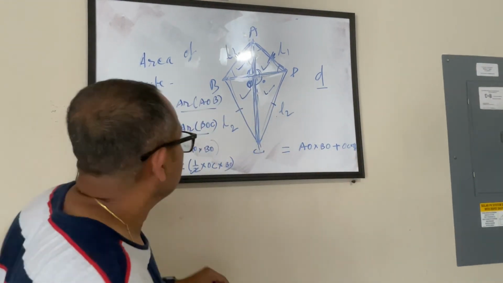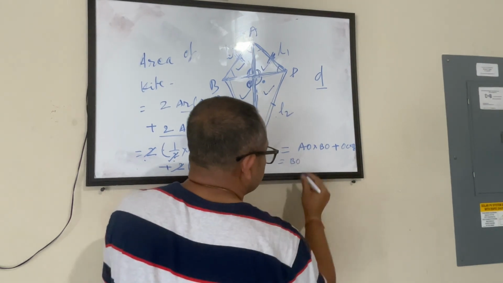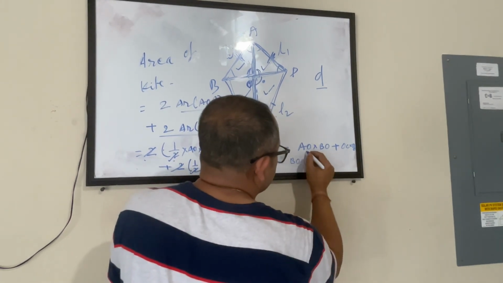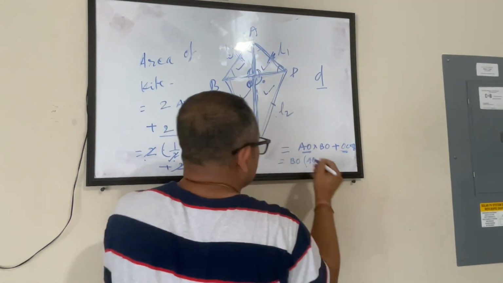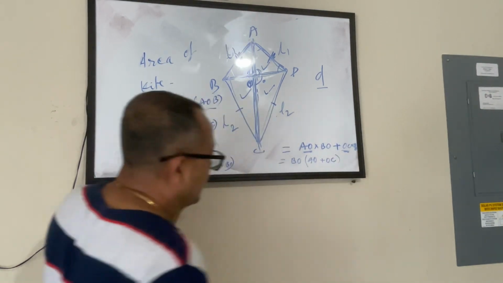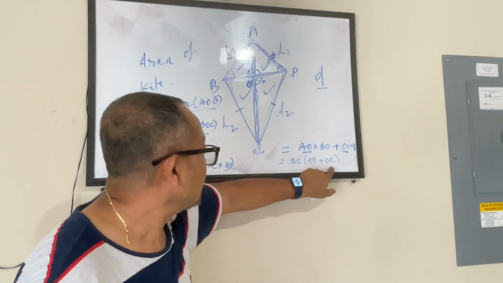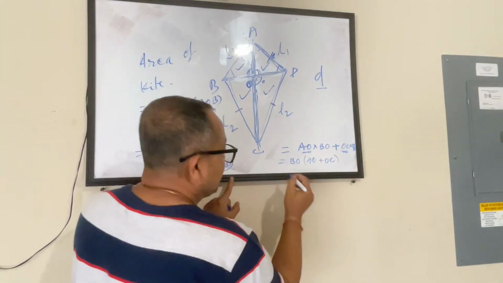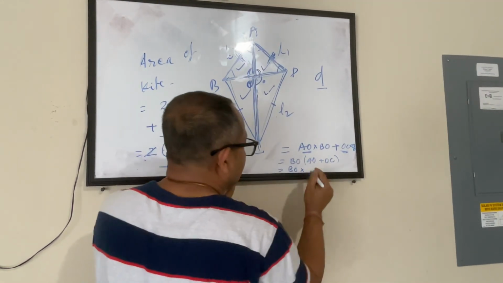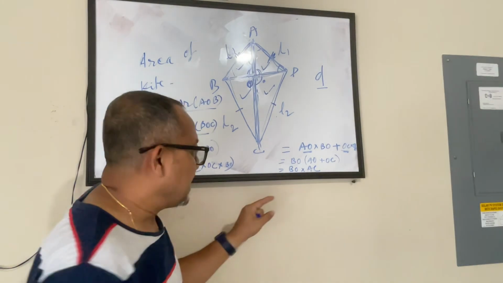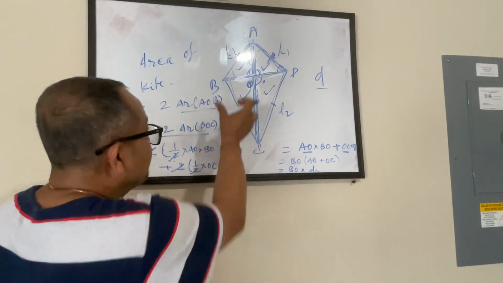Now BO is common. This BO is common. So I'll say BO is common, and then AO plus OC. Now, if you look at AO plus OC, AO plus OC is nothing but my diagonal. BO into this diagonal, AC. Or I will call this my diagonal 1. BO into diagonal. Now this BO is what?